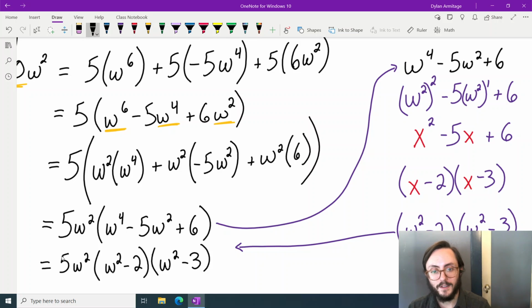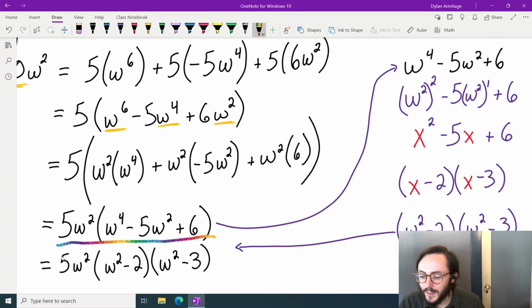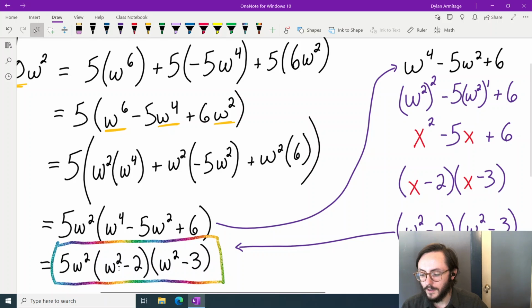Well, how about that? We completely factored that one. Now we want to keep everything as nice integers, so we're going to call this our final answer. 5w squared times w squared minus 2 times w squared minus 3.